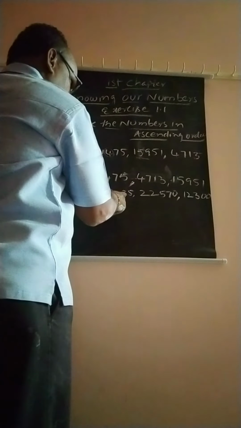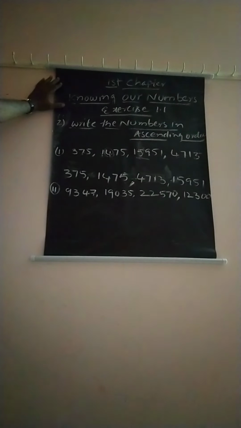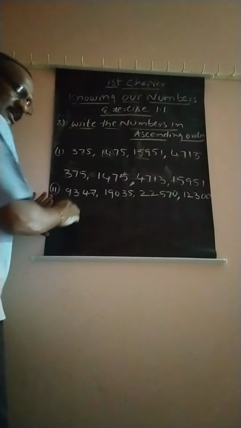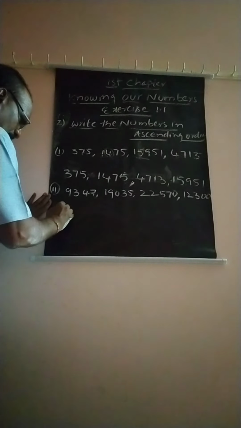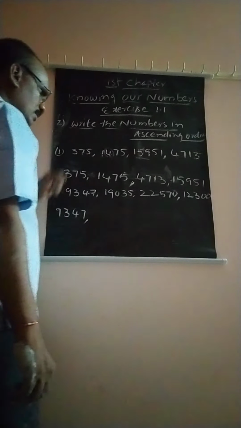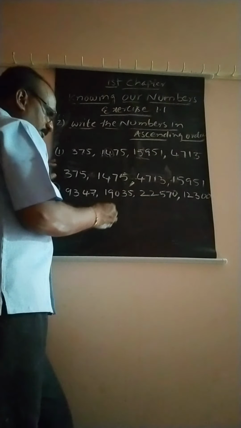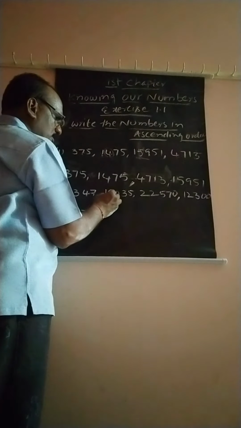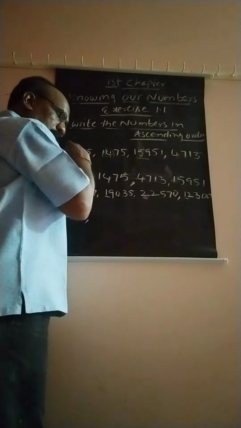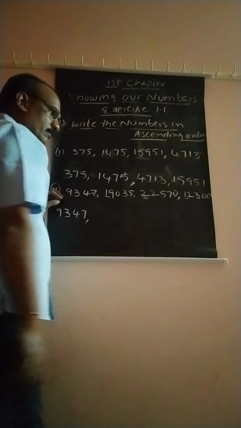See here, now we want to write ascending order. So this is a 4-digit number, this is a 5-digit number, this is a 5-digit number, these two 5-digit numbers. The 4-digit number is smaller than the 5-digit numbers. What is the small number here? Ascending order is small to big. 9347, first one, and second one. Look here, all 5-digit numbers. Here the starting digit is 1, here 2, here 1. So these two numbers are starting with 1.